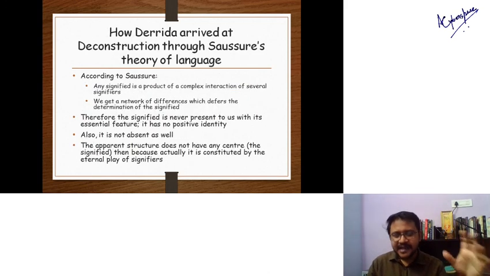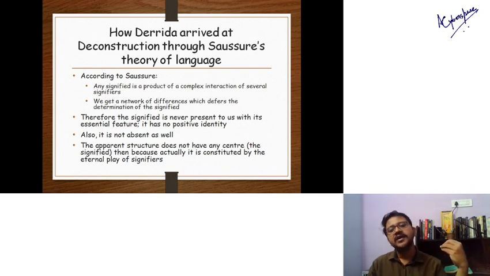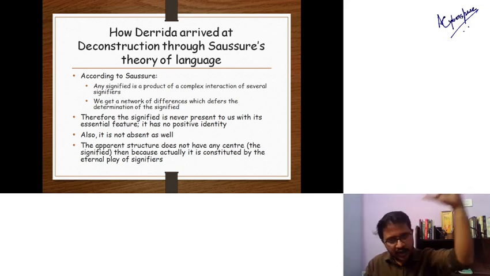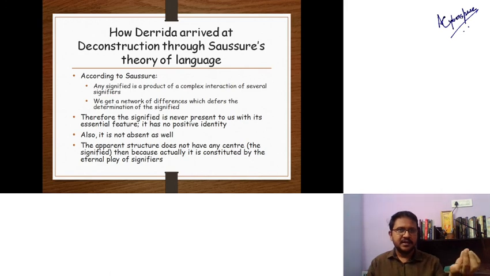Okay, so Derrida arrived at deconstruction through Saussure's theory of language. In the previous video of mine, I have talked about Ferdinand de Saussure, his theory of language, right? Where he talks about the signifier and the signified and how it generates meaning. Now, according to Saussure, any signified is a product of a complex interaction of several signifiers, as we have found in the previous video of mine, that signifiers have an interaction among them, right? There are plenty of signifiers available. There's a cluster. And remember that example that I gave regarding the coat, boat, shirt, all are related signifiers. Some are related in terms of pronunciation. Some are related in terms of, say, generic type.